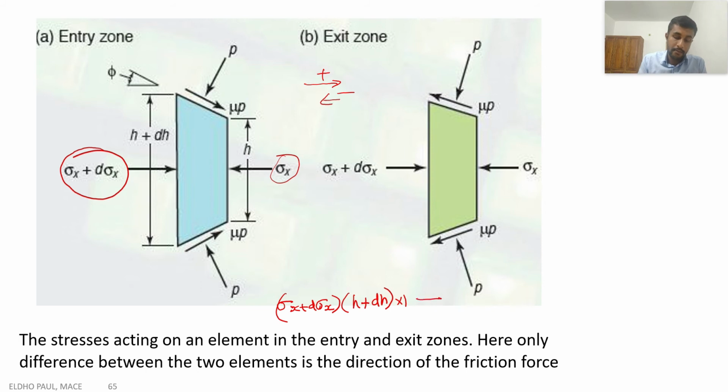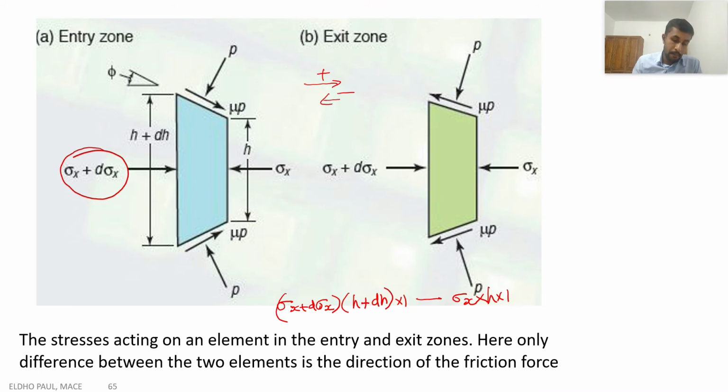So we give negative. That is equal to sigma x into, and here the area is equal to h into 1. In this direction it is equal to 1. So the cross section area will be h into 1. So we got two forces which are actually in the horizontal direction.